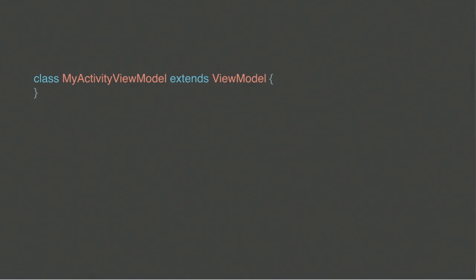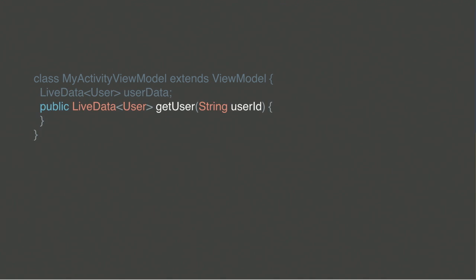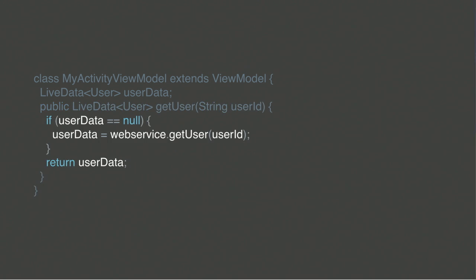So let's quickly make our sample in ViewModel. We start with the creation of a ViewModel class. We want to cache the user data. We create a field for that. Our activity needs to access this live data, so we create a getter for this. And finally, the getter is extremely straightforward. If we already requested the data, we just return it. If the data is null, OK, we request it from a web service and return it.